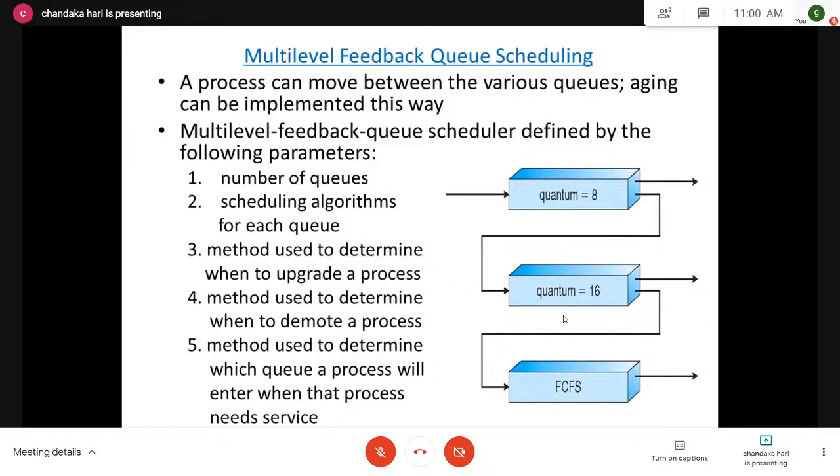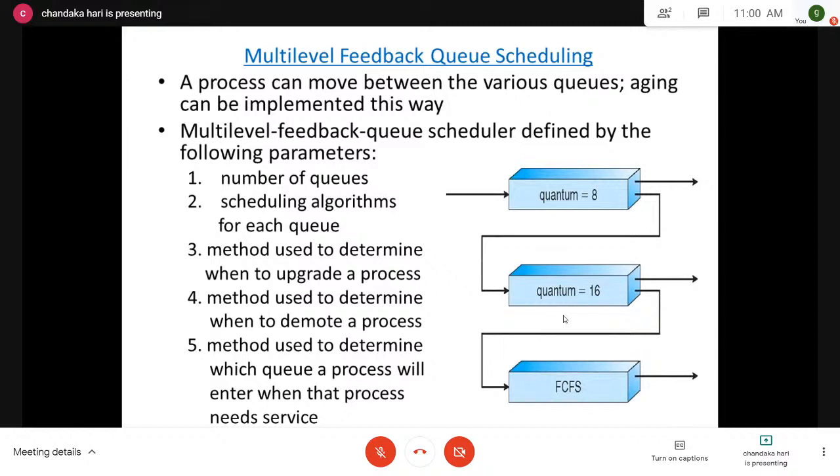So the minimum number of parameters is that these are the different queues. This is Q1 and this is Q2 and this is Q3. There are 3 queues running in my computer system. The CPU is not going to be moving between all the queues. The CPU is going to be fixed at only one queue. Now I'm going to fix the CPU in the first queue at quantum 8. Quantum is equal to 8 in the first queue.